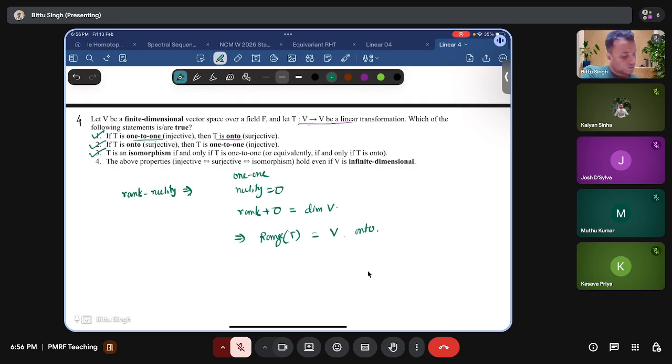The above properties hold even if V is infinite dimensional. Will it be true? So will the above properties hold for an infinite dimensional vector space also? Okay. So there will be some issue. Let me give a counter example.